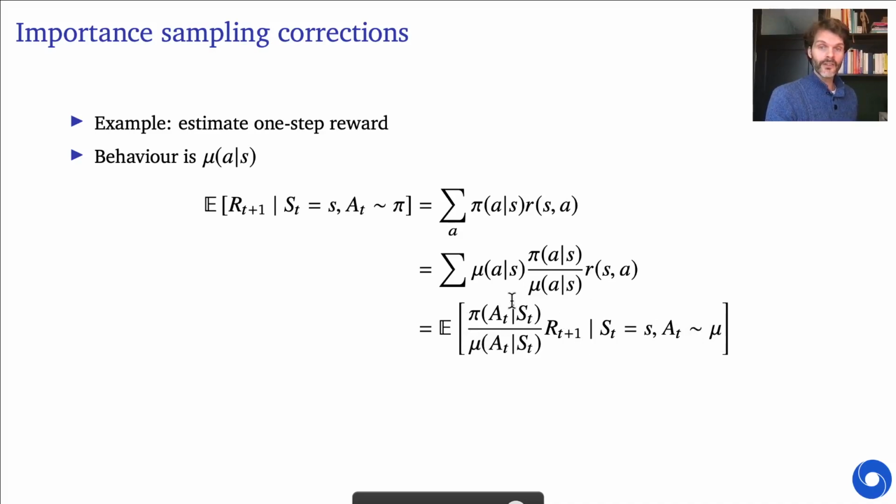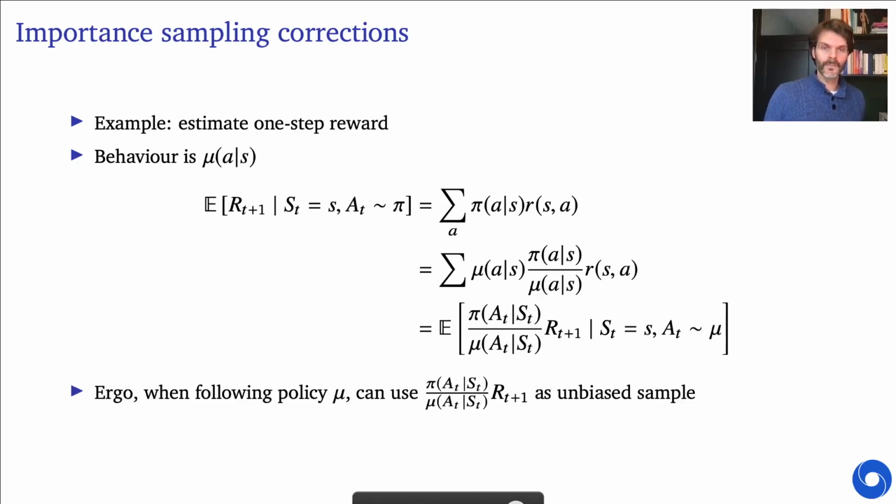Which means that if we sample this quantity, we get an unbiased estimate for this quantity that we're actually after, the expected reward under policy pi. So, in short, when following a policy mu, we can use this reweighted sample as an unbiased sample for the expected reward under policy pi. Note that we're not changing the sampling distribution. Importance sampling sometimes refers to actually picking mu in a specific way. Here we're just using the correction mechanism. So we're using this reweighting of the samples to make sure that the resulting estimates are unbiased samples.